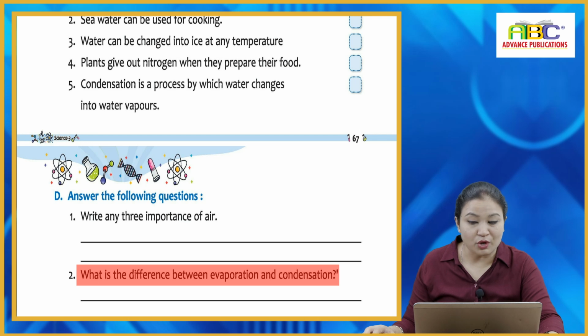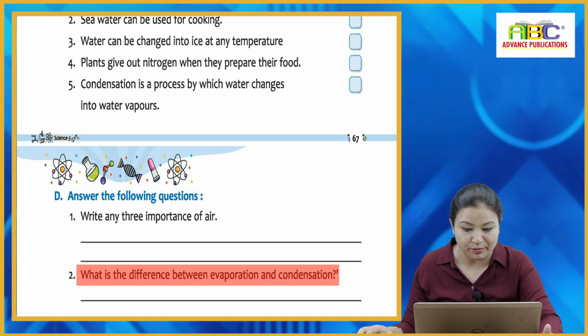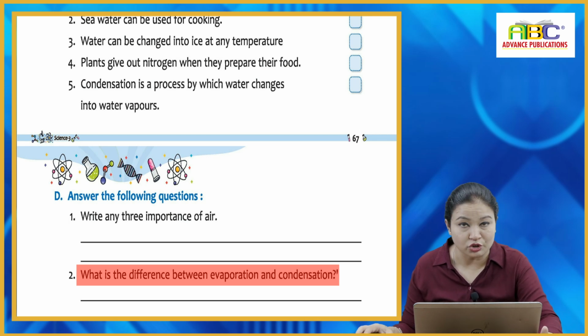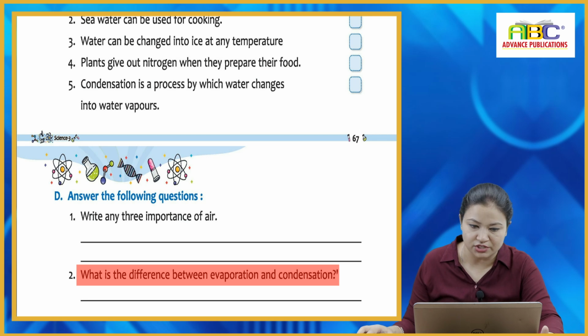So the water from the ocean, rivers and ponds gets heated up due to the sunlight falling in and changes into water vapors. The process is called evaporation. The water vapors rise up in the air and come in contact with the cool air to form water droplets. This process of changing of water vapors into water droplets is called condensation.